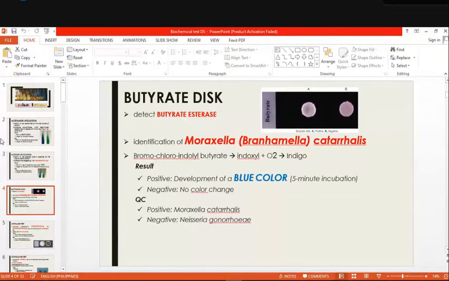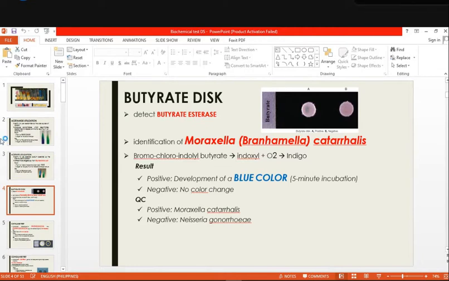Ano ang butyrate disc test natin? So this is a rapid qualitative test for the detection of the enzyme butyrate esterase, which further provides a presumptive identification tool for our Moraxella catarrhalis, which used to be Branhamella. The hydrolysis of bromochloroindolyl substrate by butyrate esterase releases indoxyl, which in the presence of oxygen now forms our indigo. Okay, now indigo is a chromogenic compound that appears blue to blue-violet.